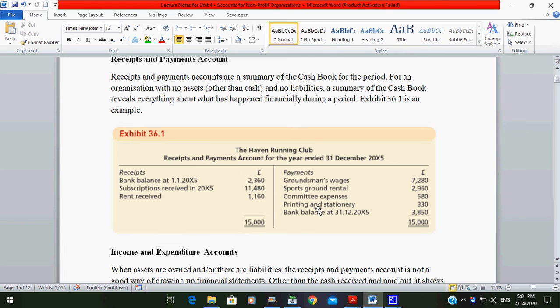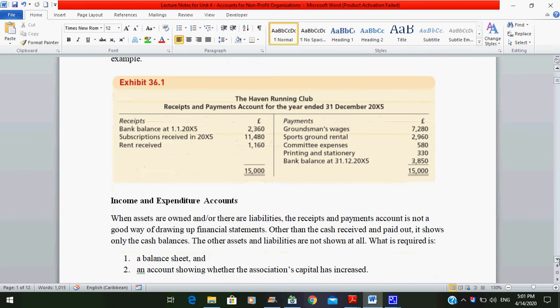So it's about receipts and payments. Cash coming in, receipts, and that cash going out. So you start first with the bank balance or cash balance, whichever one. Normally they have a bank account. Now, look at income and expenditure accounts.